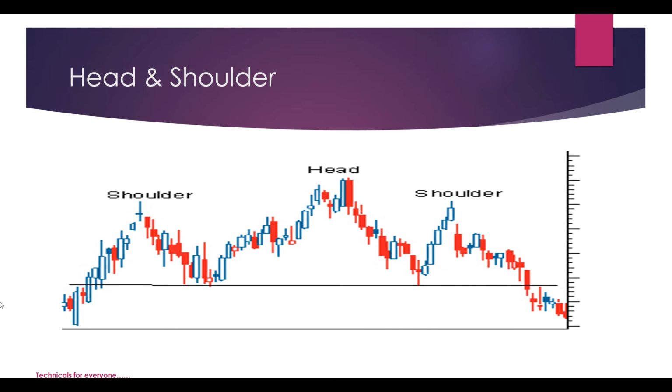And when we actually see the neckline getting broken, now the neckline is getting broken here. Okay, and here we get an entry for a short position. Once this neckline is broken, we confirm that the head and shoulder is actually weak. Okay, so look at this.